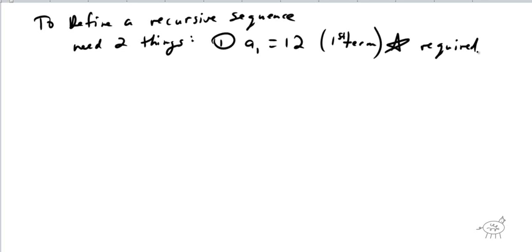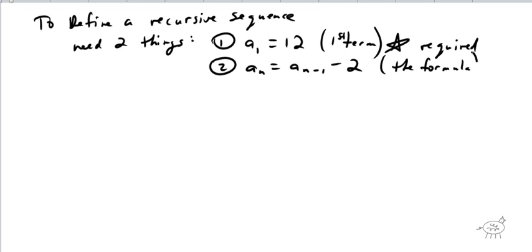So there's only going to be one blank. If I ask you to define it and you don't give me the first term, you just give me the general term, you're going to lose a point. So you got to give me the first term, and then you have to give me the general term: a sub n equals a sub n minus 1 minus 2. So this is the formula. That's two things you have to give me. Again, the first term and then your general formula.